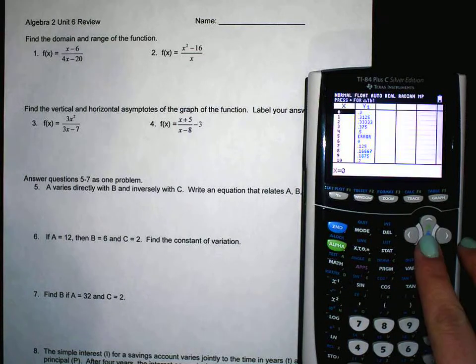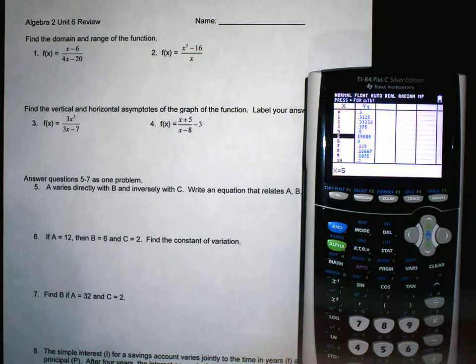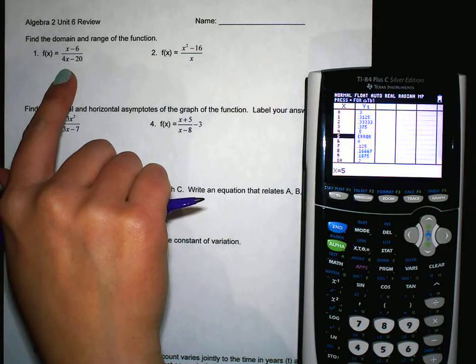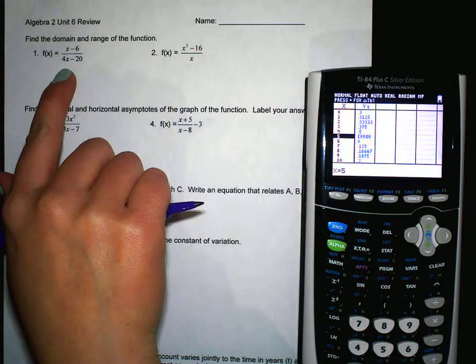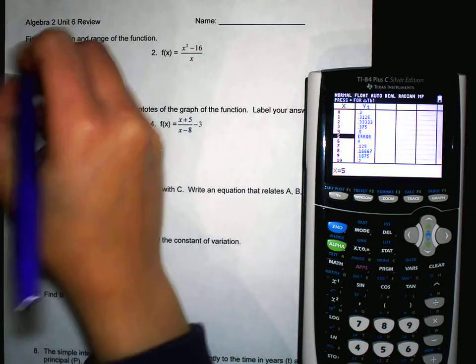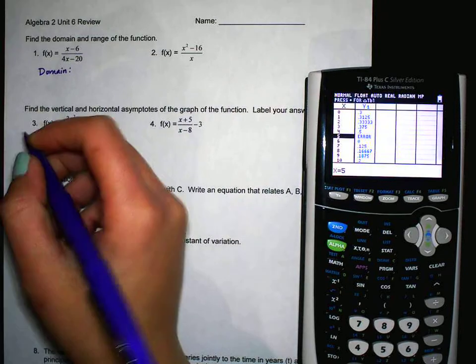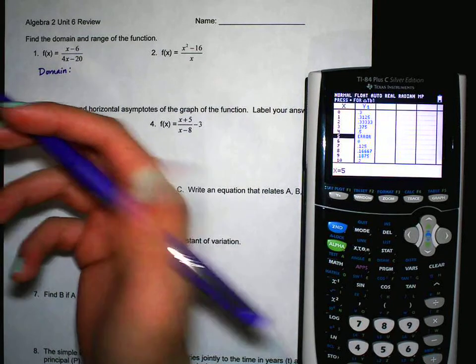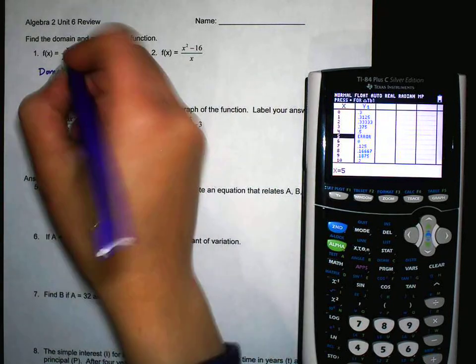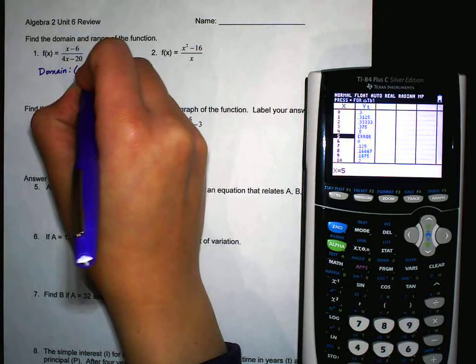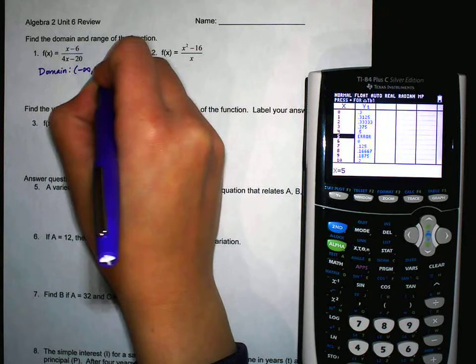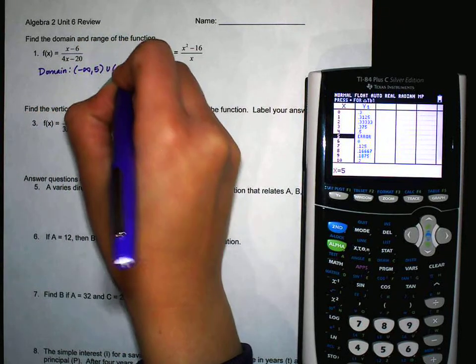So second, y equals. Alright, so notice we have an error at 5, which makes sense because if I set the bottom equal to 0, I get x equals 5, and that's going to be my VA. So my domain is going to be pretty much everything but my VA. So it's going to go from negative infinity to 5, 5 to infinity.